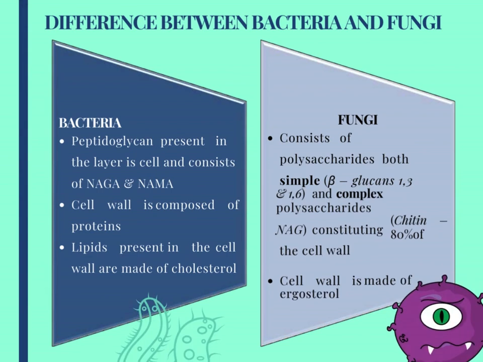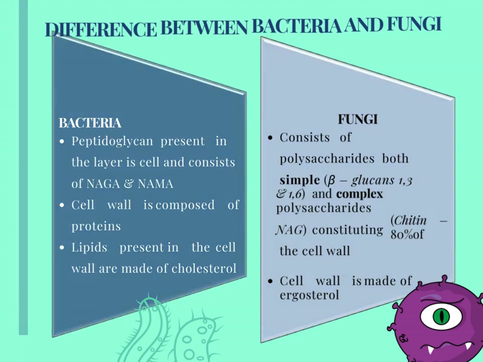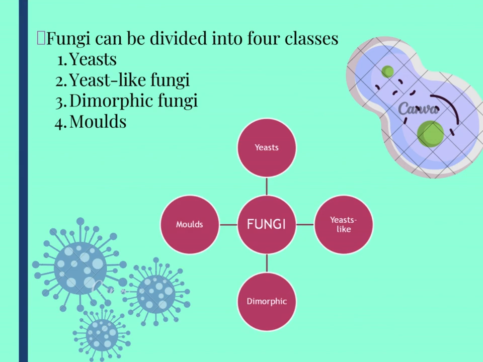Difference between bacteria and fungi. Bacteria contain peptidoglycan present in the cell wall layer and consists of NAG and NAM. Fungi consist of polysaccharides, both simple, beta-glucans 1,3 and 1,6, and complex. In bacteria, the cell wall is composed of proteins. In fungi, polysaccharides and chitin, 80% NAG, constitute the cell wall. Bacteria lipids present in the cell wall are made of cholesterol. The fungal cell wall is made of ergosterol. Fungi can be divided into 4 classes: yeasts, yeast-like fungi, dimorphic fungi, and molds.